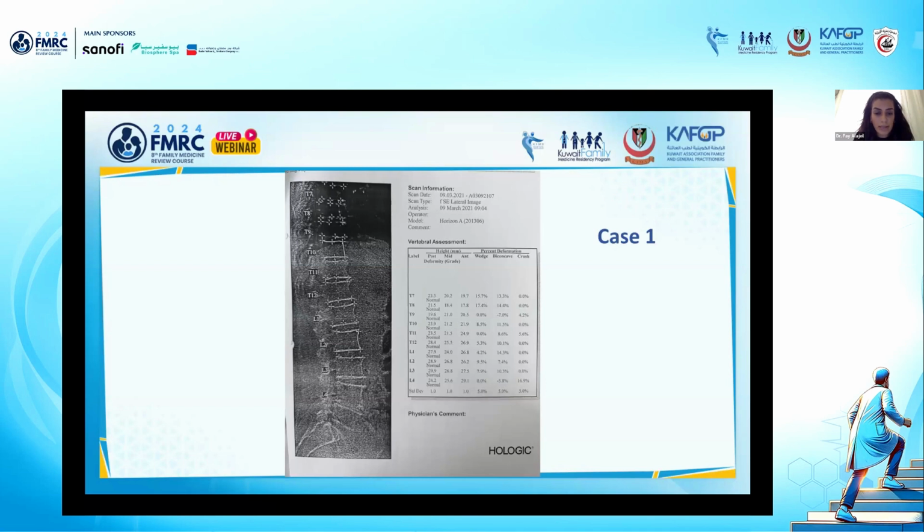Wedge is where the anterior part of the spine is decreased, the height is decreased, okay? Biconcave is when the center is decreased, and the crush is when the whole spine height is decreased, okay? And they come in percentages. I will discuss this in another case, but as you all can see, they are all normal.